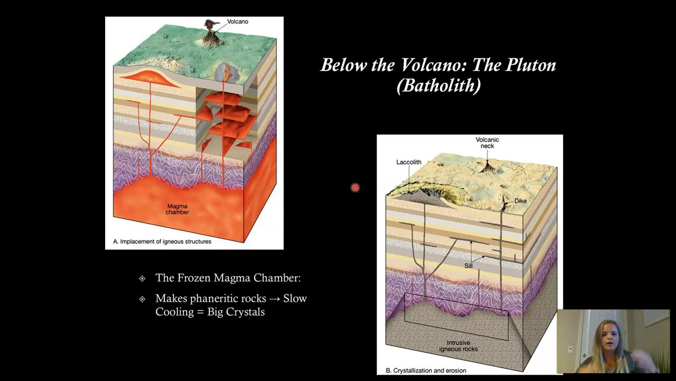So all these rocks are forming below the surface. If I say it's a plutonic igneous rock, it formed below the surface. If I say it's a volcanic igneous rock, that means it formed from a volcano on the surface. Okay?